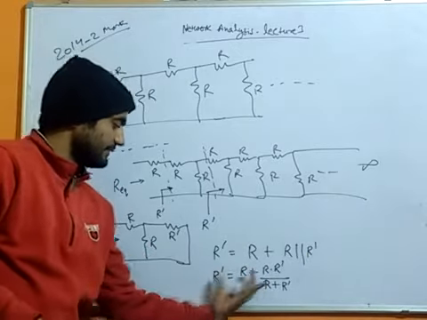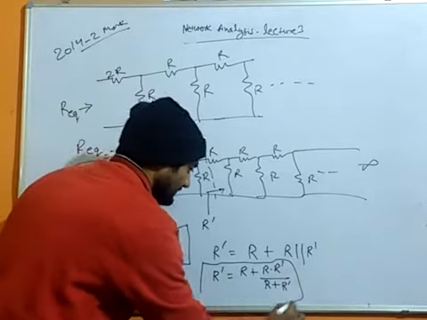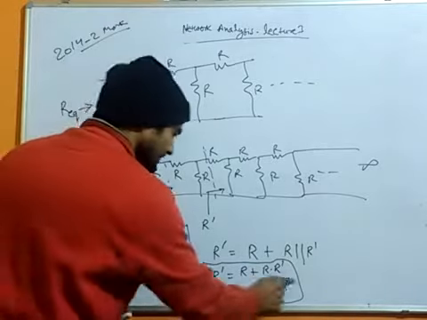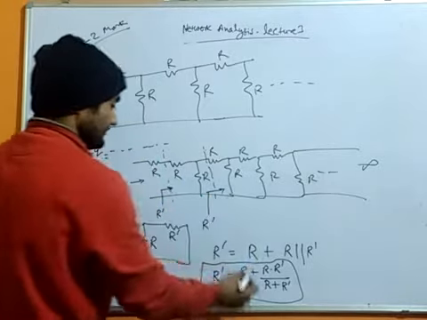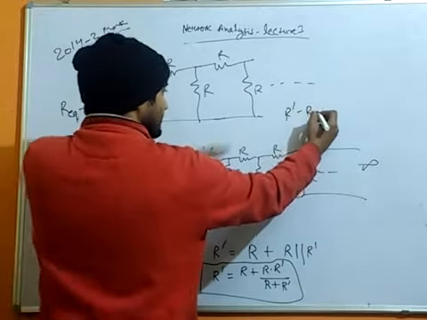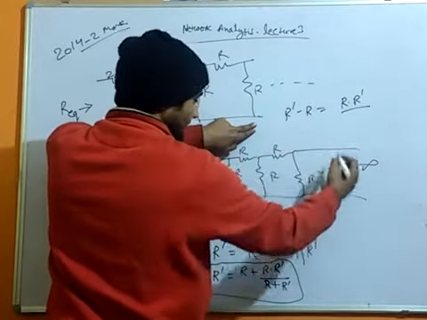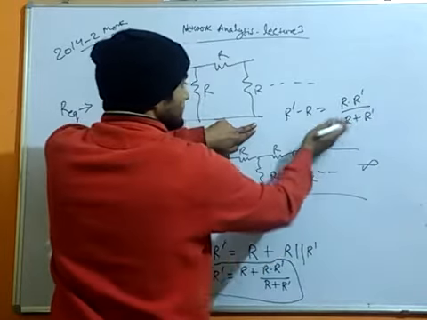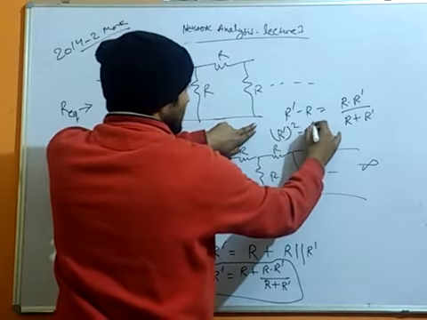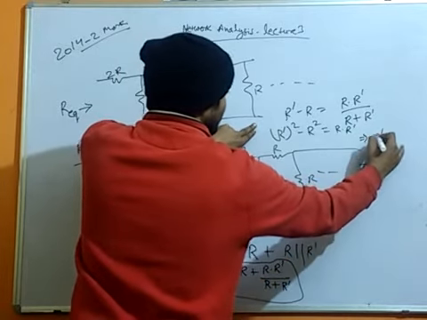Okay, from this equation we will try to find the value of R dash. So how can we find it? We'll just try to solve it. I'm going to solve R dash minus R. I will take R dash minus R equals R into R dash divided by R plus R dash. So multiplying it, overall we will get R dash square minus R square equals R into R dash. By solving it, we will get some value of R dash.